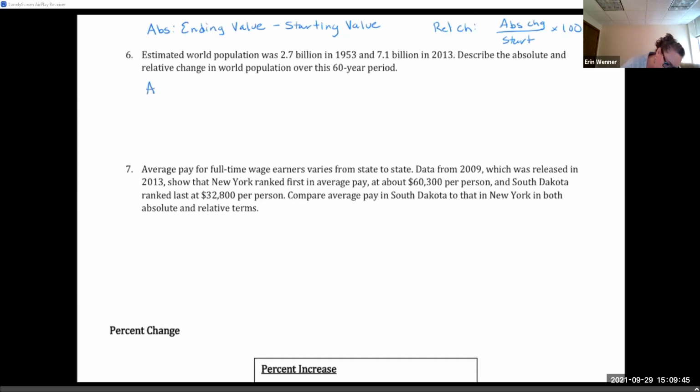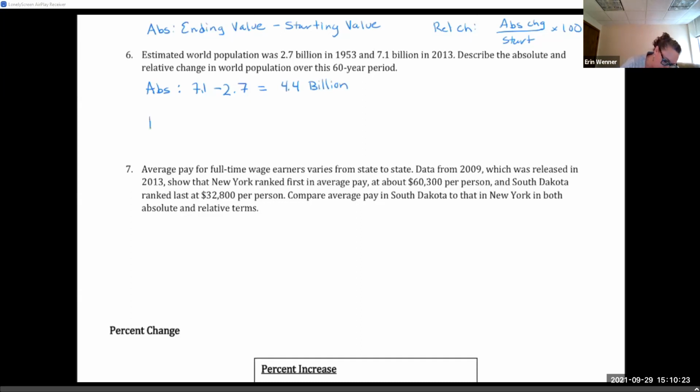So the absolute change is just the subtraction. That's all we're doing. How many people did we increase by? Well, we have 7.1 billion minus 2.7 billion. Don't worry about converting it to billions or adding all the zeros, because we're already dealing in billions here. So 7.1 minus 2.7 is going to give us 4.4 billion. So an increase of 4.4 billion over 60 years.